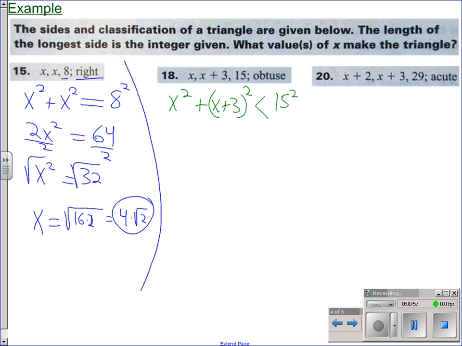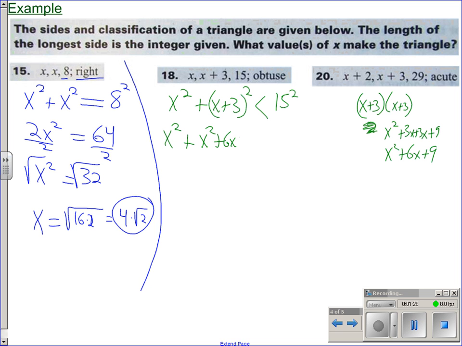So this x plus 3, I'm just going to do this work off to the side. When you square something, you multiply it by itself. And so we get, just doing some FOIL, x squared plus 3x plus 3x plus 9. That's x squared plus 6x plus 9. So what we have is x squared plus x squared plus 6x plus 9.